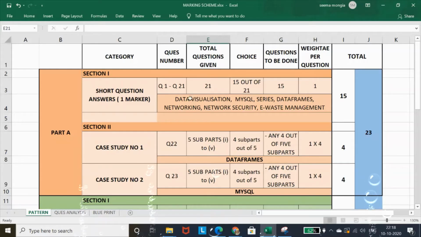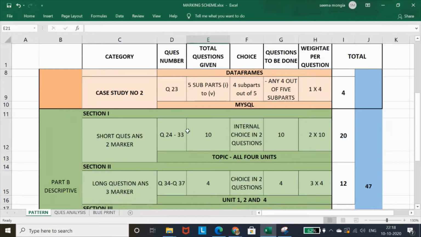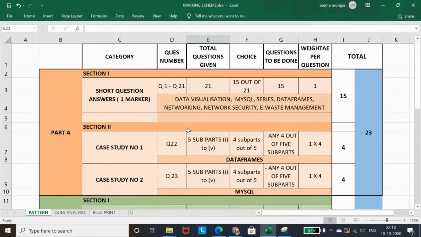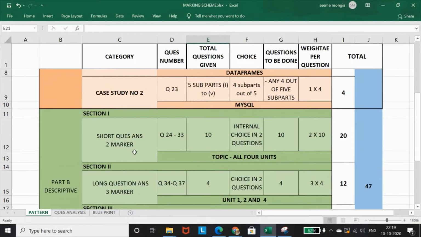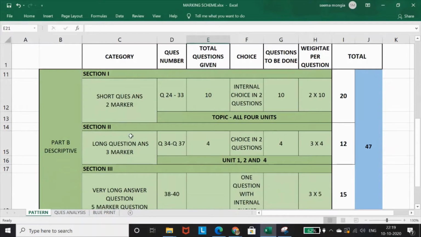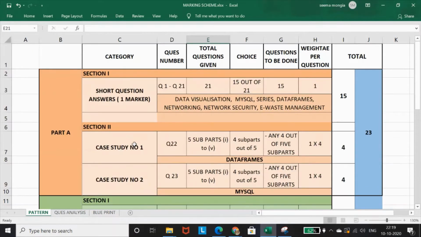Let us talk about the pattern of the paper. As per the CBSE criteria, new pattern for my Python paper for class 12th, my paper is divided into two parts, part A and part B. Both the parts are compulsory parts of your CBSE. Part A is divided into two sections, section 1 and section 2. Part B is a descriptive part, and this is divided into three sections.